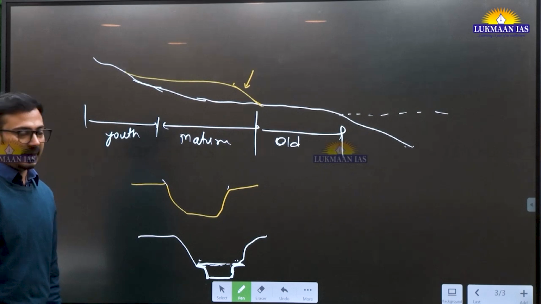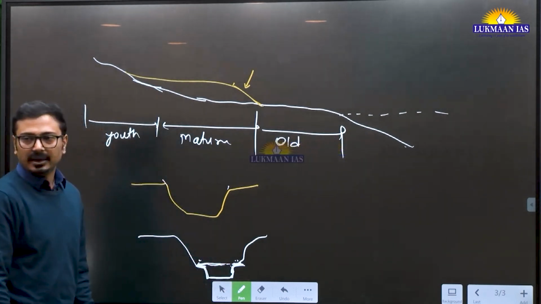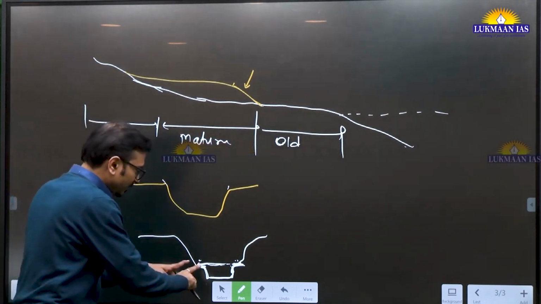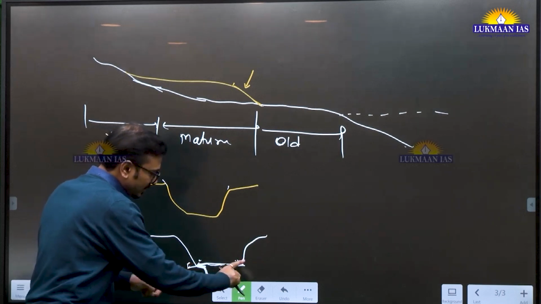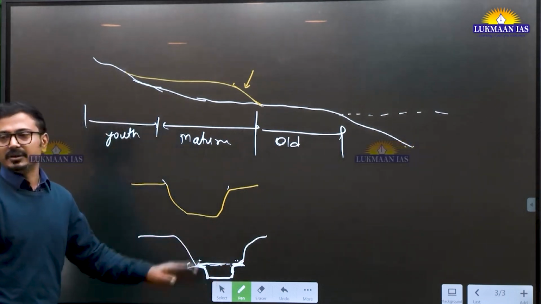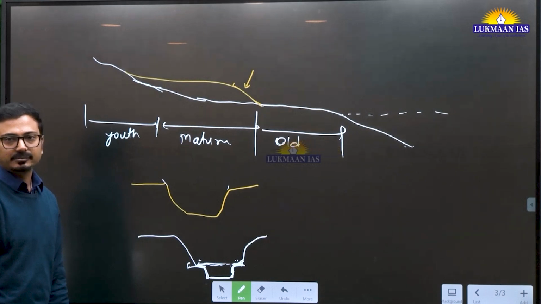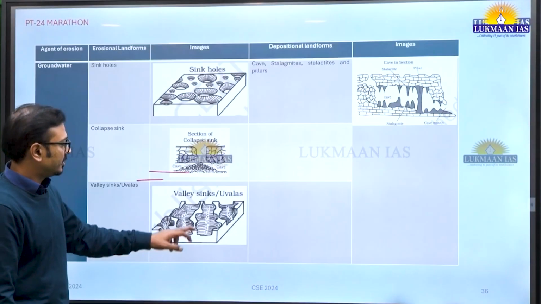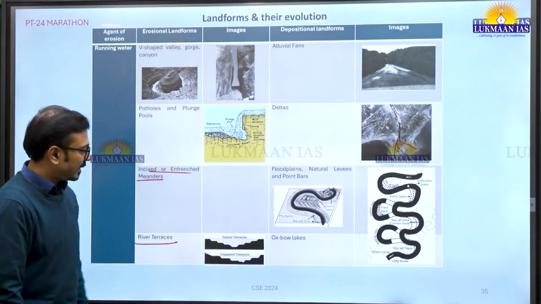Okay. If they are even, they are called paired terraces, and if they are uneven, that means if it is eroding more from this side, this can be like this as compared to this. So uneven size. Okay, so it looks like this. Look here, it is given in NCERT, right? Unpaired terraces and paired terraces.